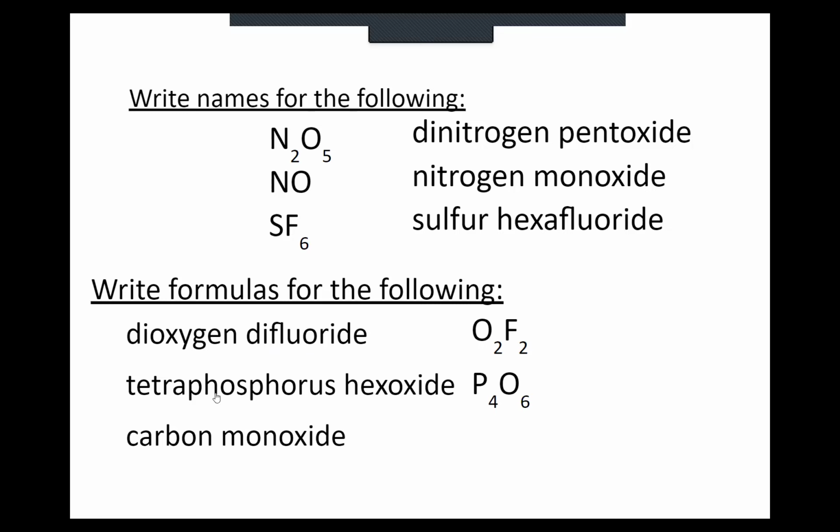The next one, tetra is the prefix for 4, phosphorus, so P4. Hexa, or they shorten it to hexoxide, but hexa is the prefix, and oxygen is the element, so O6. And the last one, you probably have detectors for this substance in your house, carbon monoxide. Remember, the first element doesn't get mono as the prefix, so it's not monocarbon monoxide, it's just carbon monoxide. So C, because there's one of them, and they do give us the prefix mono for the second element, 1 oxygen, so it's simply CO. Good luck with your homework.